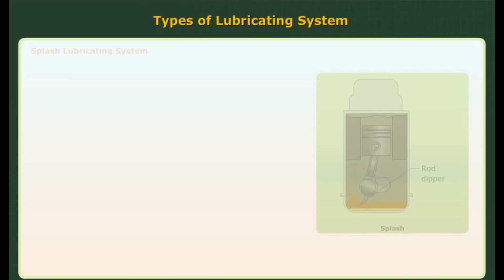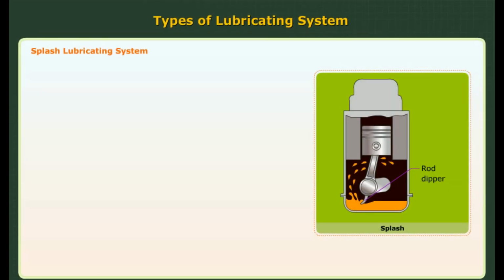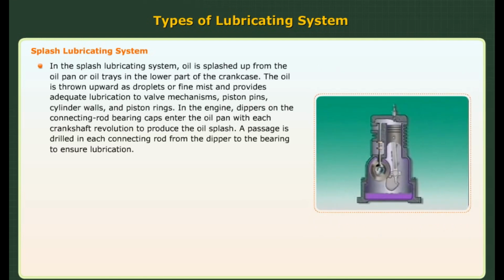Types of lubricating system. Splash lubricating system. In the splash lubricating system, oil is splashed up from the oil pan or oil trays in the lower part of the crankcase. The oil is thrown upwards as droplets of fine mist and provides adequate lubrication to valve mechanisms, piston pins, cylinder walls, and piston rings.